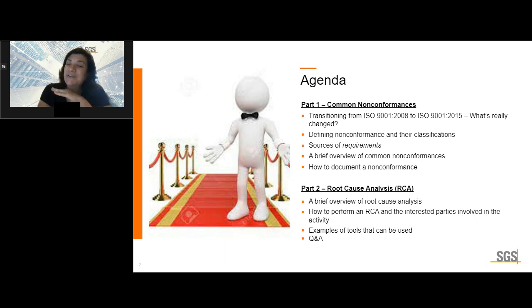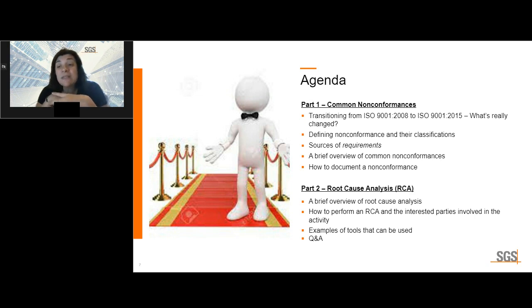So today's learning event is broken up into two parts. Part one, we're going to be looking at some common nonconformances. And the second part, we're going to be looking at root cause analysis. If you were part of one of our training sessions in the past, you'll notice that there are some similarities in this presentation to the previous presentation.